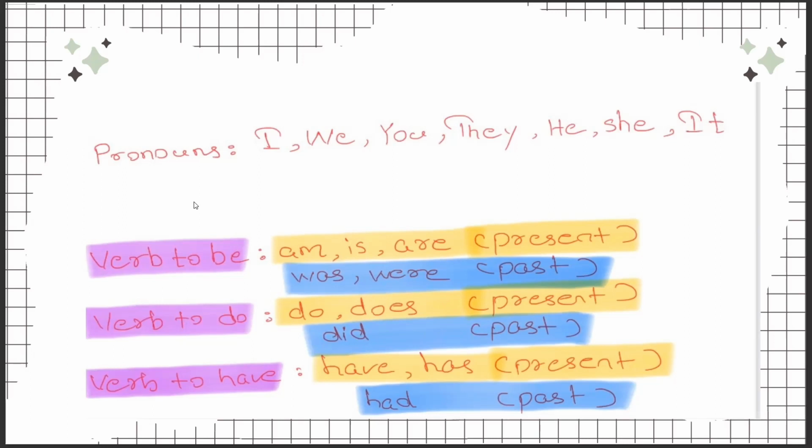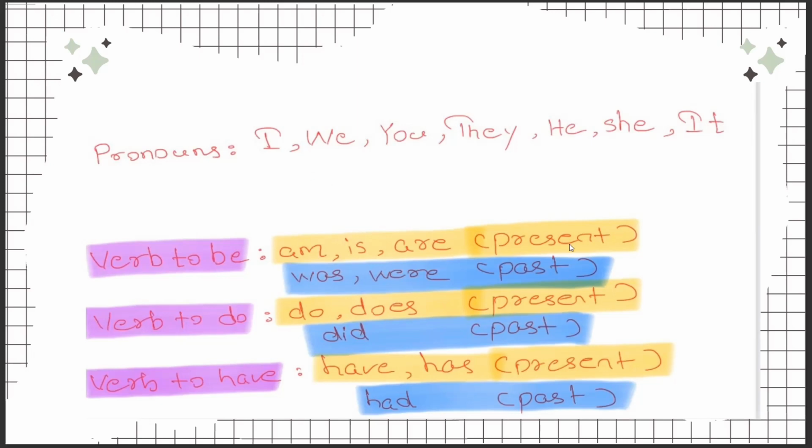But now, these useful phrases are based on subject pronouns, such as I, we, you, they, he, she, it. And then another thing you need to know is verb to be, verb to do, verb to have. In verb to be, as we already know, I am, is, are are present and was, were are past. At the same time, verb to do, do, does is present and did is past tense. Verb to have, have, has is present and had is past. And will be fixed with I, something like that.